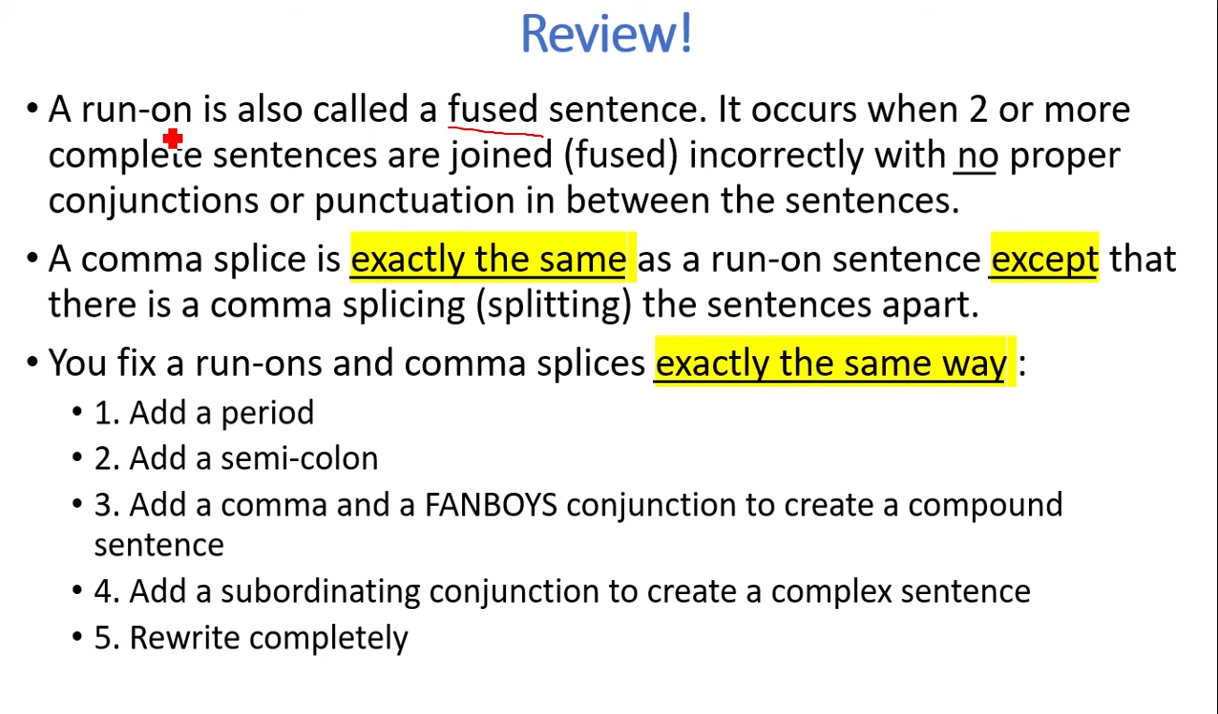How can you fix them? Well, there's 5 different ways. You can add a period, so that's a full stop. You can add a semicolon, that looks kind of like a colon and kind of like a comma. That's kind of like a moderate pause. You can have a comma, which is like a brief pause, and a fanboys conjunction. Those are also called coordinating conjunctions. Fanboys stands for for, and, nor, but, or, yet, and so.